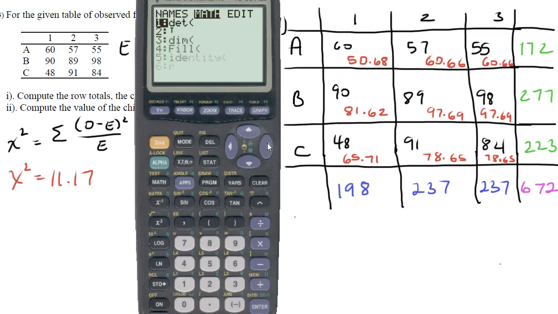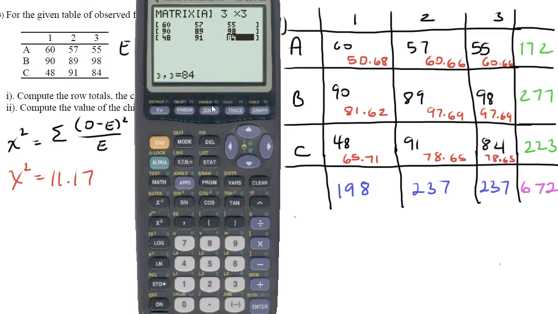Now, I want to edit the first matrix. So this is, remember, rows by columns, right? So this is a 3-row by 3-column matrix. And it gives me that matrix. I'm just entering these values in. 60. It goes over to the right. 57, 55, 90, 89, 98, 48, 91, 84. Those are my values in my contingency table.